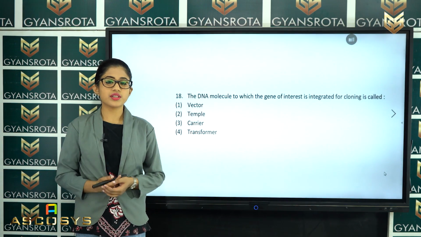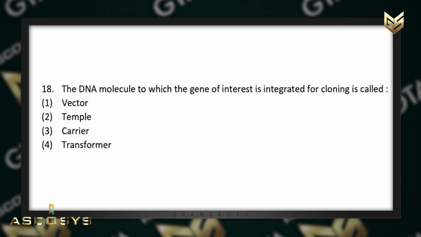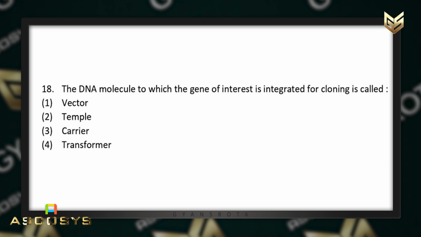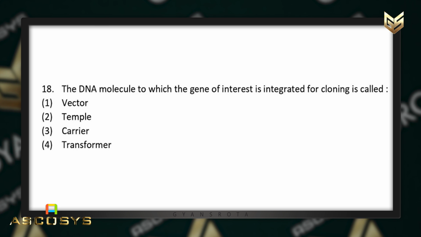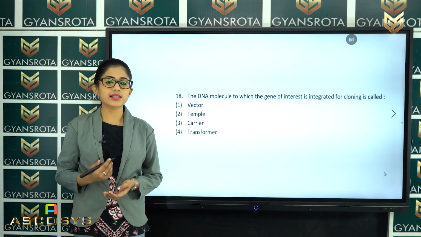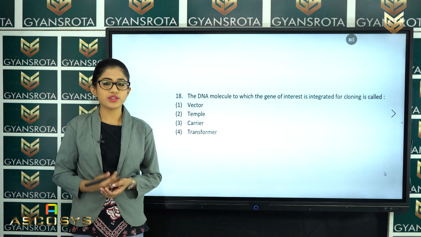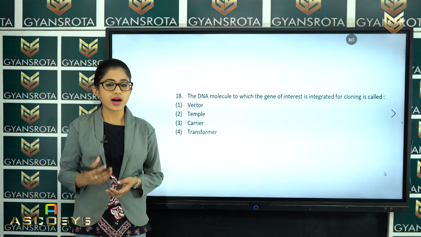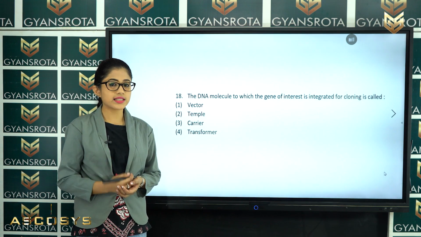Now the next question is question number 18. The DNA molecules to which the gene of interest is integrated for cloning is called vector, template, carrier or transformer. This is a very easy question and it has come from the unit Biotechnology and from the chapter Biotechnology, Principles and Processes. So we have discussed the technique of rDNA technology. So among these four options, what is the correct answer for this question?